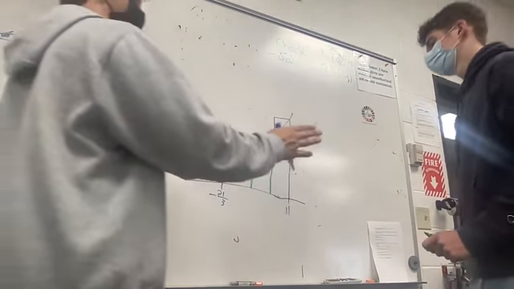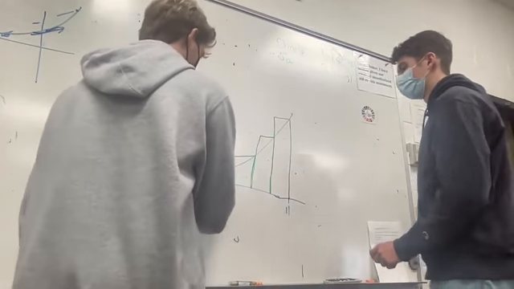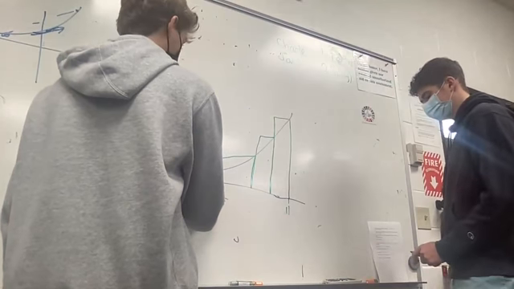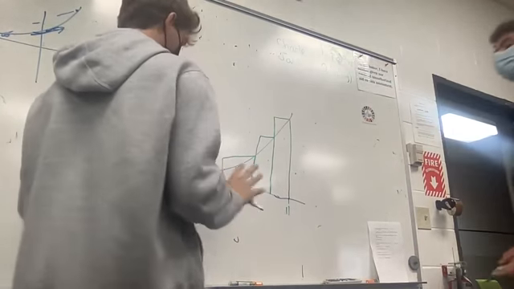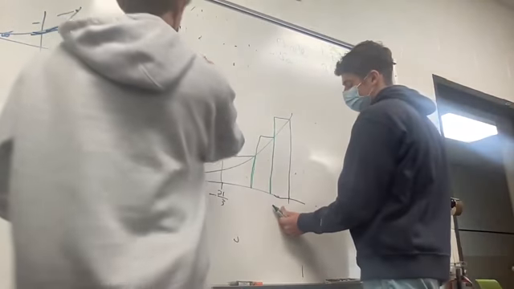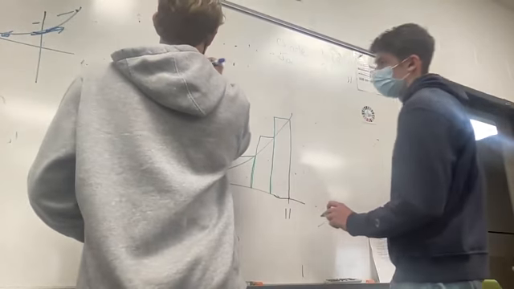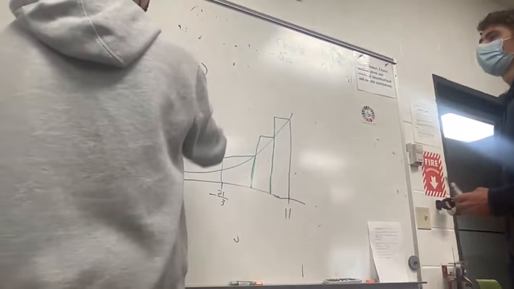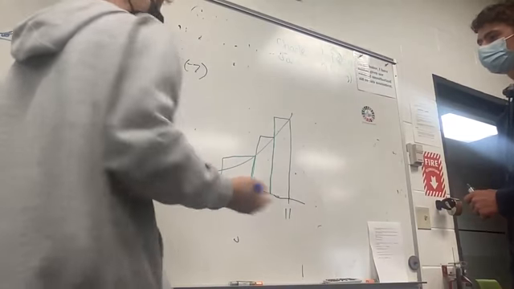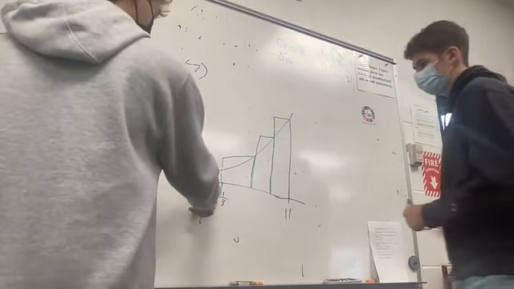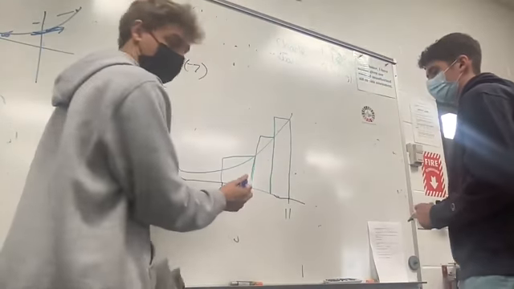Oh, this is why we can't do that. This is negative 1, not 7. You gotta add. It's 11 minus 7. So it's 18 over 3. We gotta add 18 to this.